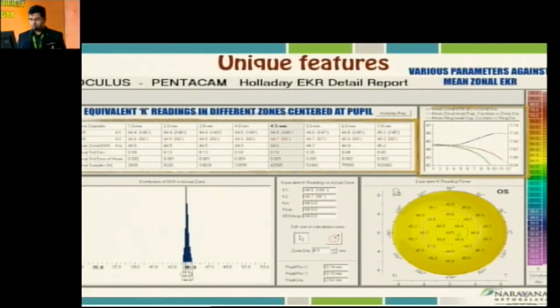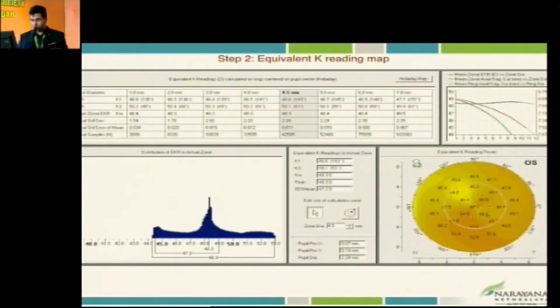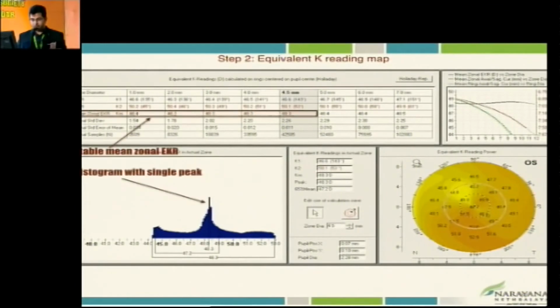Then we have the graph which compares various parameters. This is the histogram which shows the relative frequency of the equivalent K reading at different zones. And this is the EKR 65% mean, the value that we use commonly. And here is the power map. You can see here it's a single peak, but it has a plateau. So this is a histogram which has a single peak but has a plateau.